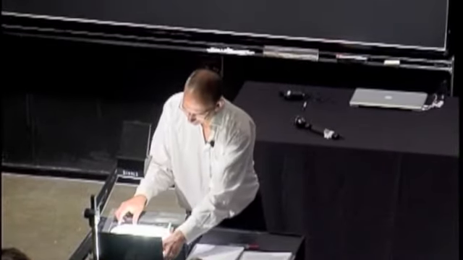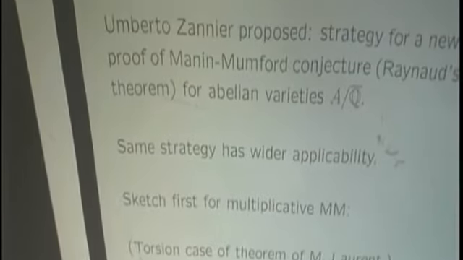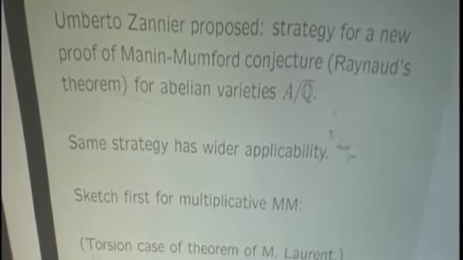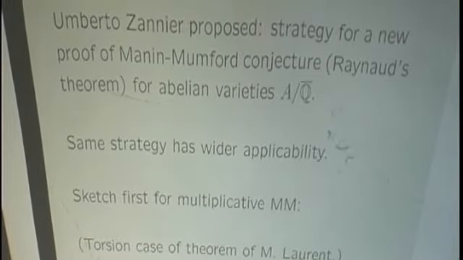So this strategy proposed by Zannier for a new proof of the Manin-Mumford conjecture, which of course is Raynaud's theorem for abelian varieties over Q bar. So I want to sketch this strategy first for the multiplicative Manin-Mumford. So this is the torsion case of a theorem of Laurent. But I think it makes some of the points clearer in that example. So this is the problem.